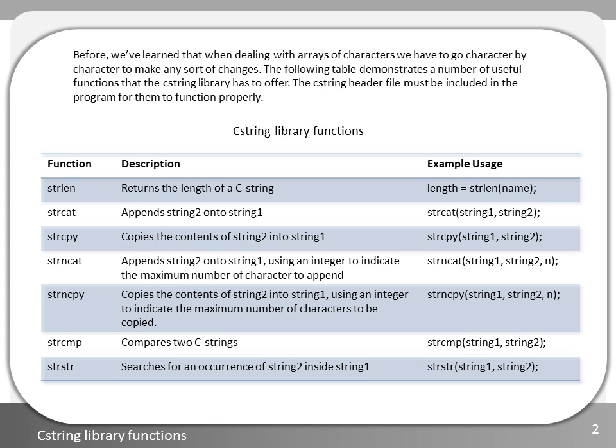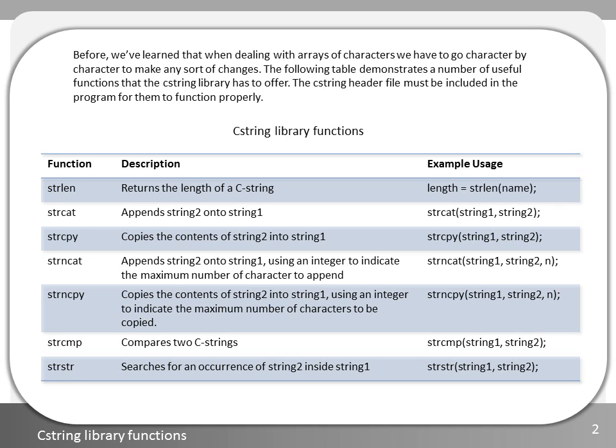String length returns the length of a CString. String concatenate appends string 2 to string 1. String copy copies the contents of string 2 into string 1. String n concatenate appends string 2 onto string 1 using an integer to indicate the maximum number of characters to append. String n copy copies the contents of string 2 into string 1 using an integer to indicate the maximum number of characters to be copied. String compare compares two strings, and the function strstr searches for an occurrence of string 2 inside string 1.